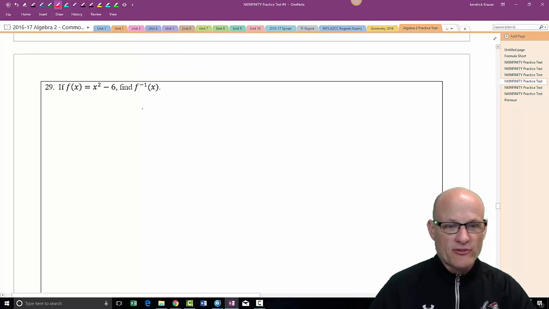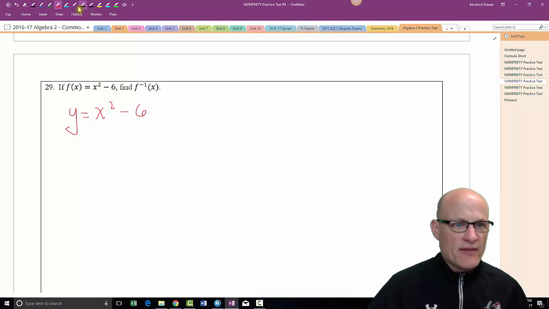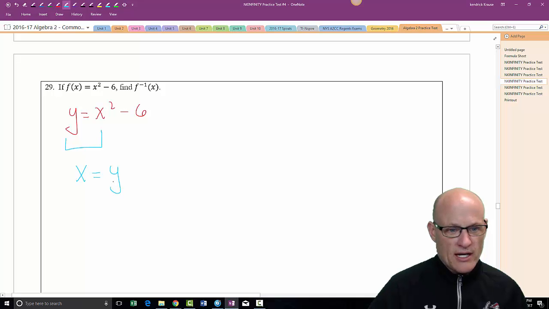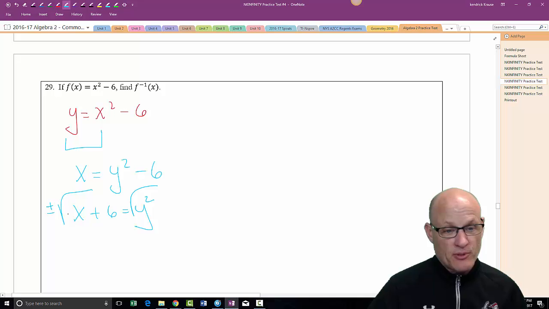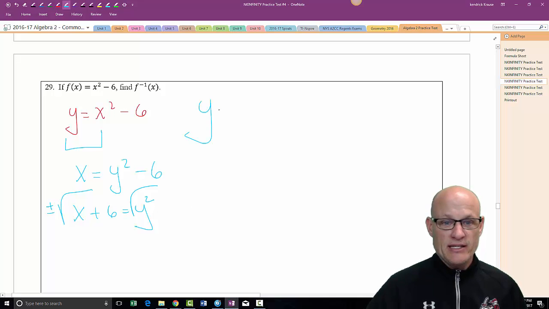F inverse. All right, so this question got people a lot. I think it's actually wrong on our answer key. So if you're looking at the answer key, I believe this is wrong. The first thing we're going to do is write it as y equals x squared minus 6. And then the first step in taking an inverse is switch x and y. So you get x equals y squared minus 6. Add the 6. I get x plus 6 equals y squared. Now you need to take the square root of both sides. But you got to remember, when you introduce a square root, you got to put a plus or a minus. So I get y equals plus or minus the square root of x plus 6.